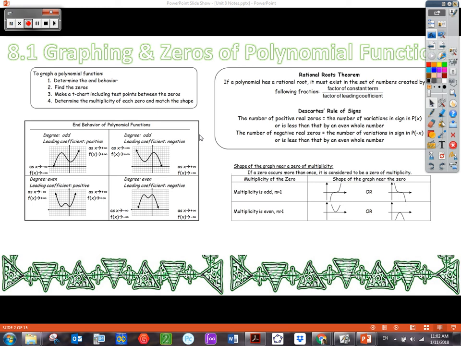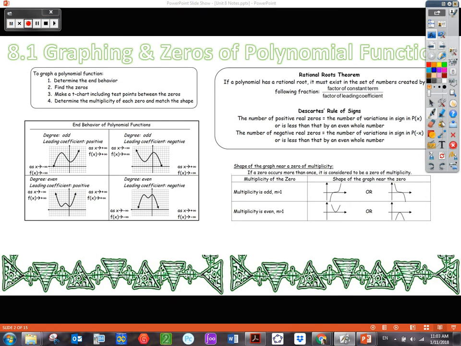Alright, let's take a look at today's lesson. Today we're going to be looking at graphing polynomial functions and zeros of polynomial functions. This we would have covered last year in Algebra 2. We're just going to highlight some really important things. There may be a couple of things new for this year. So let's just work through that.